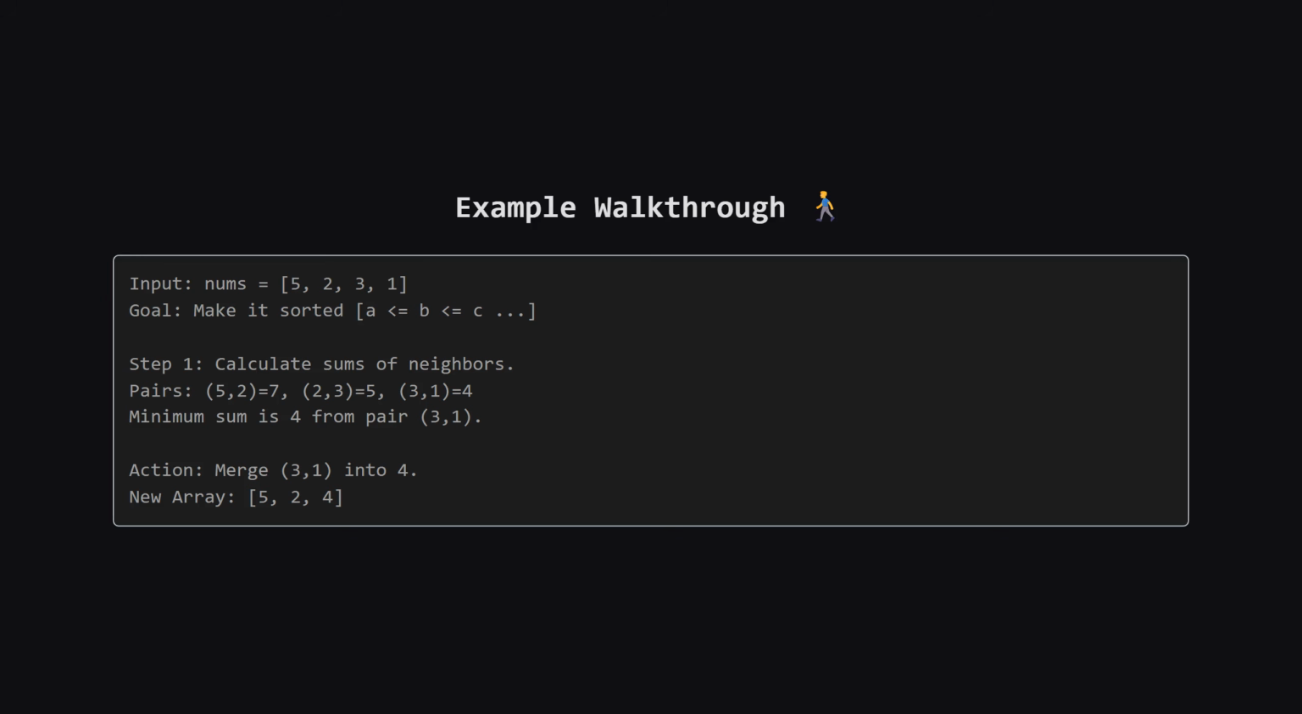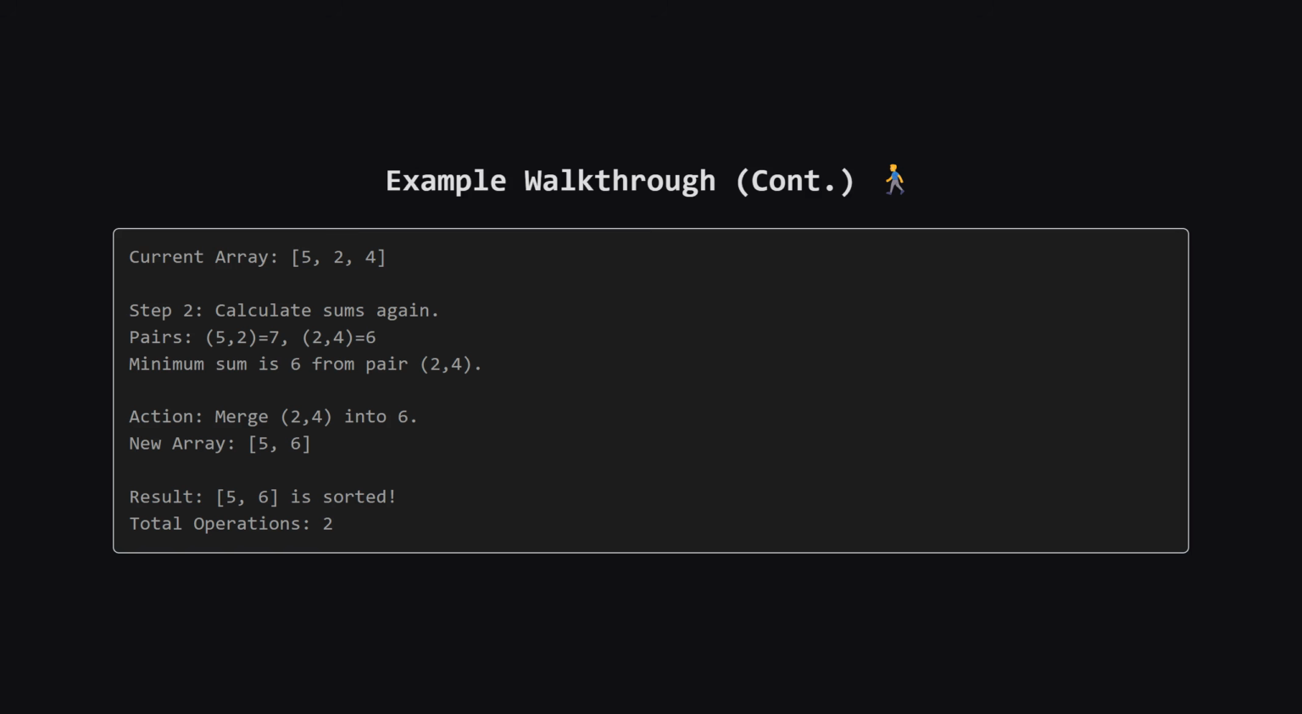Suppose we have the list 5, 2, 3, 1. Is it sorted? No, because 5 is bigger than 2, and 3 is bigger than 1. We need to merge pairs. We look at all neighbors. 5 and 2 sum to 7. 2 and 3 sum to 5. 3 and 1 sum to 4. The smallest sum is 4, coming from the pair 3 and 1. So, we merge them. The 3 and 1 disappear, and a 4 takes their place. Now our list is 5, 2, 4.